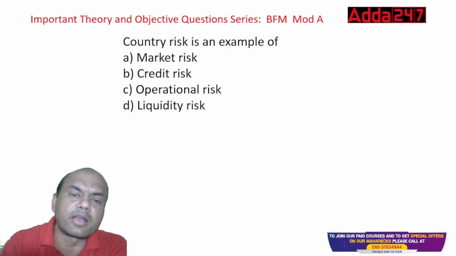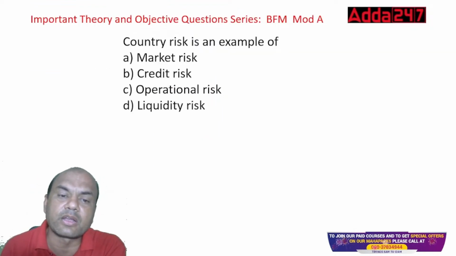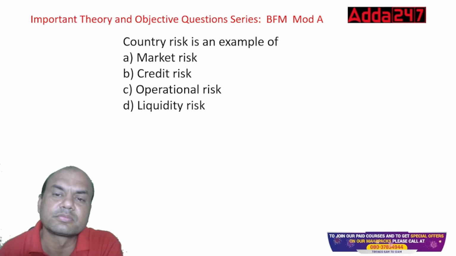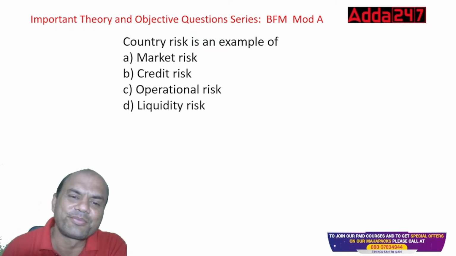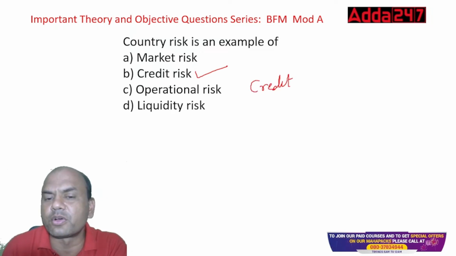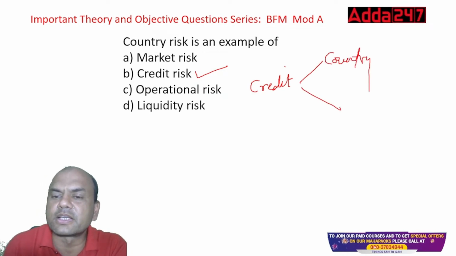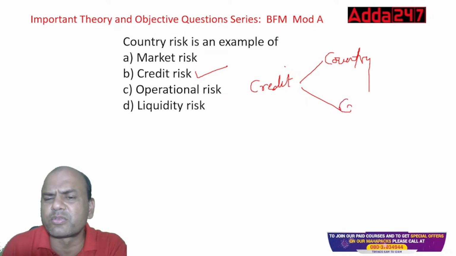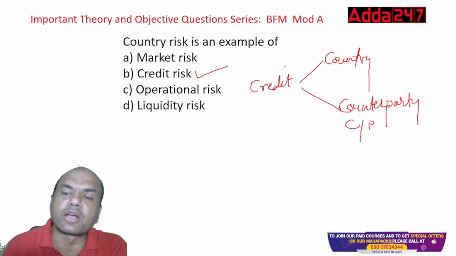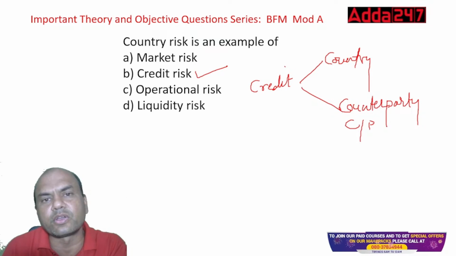Country risk is an example of market, credit, operations, or liquidity risk. So country risk is an example of what? It is a part of credit risk. See here, credit risk always is of two types. Always remember this, two types. One is country and second is counterparty. I'll write it in full, because many students might not understand this. The short form is CP. So country risk and counterparty risk. Credit risk always has two parts.